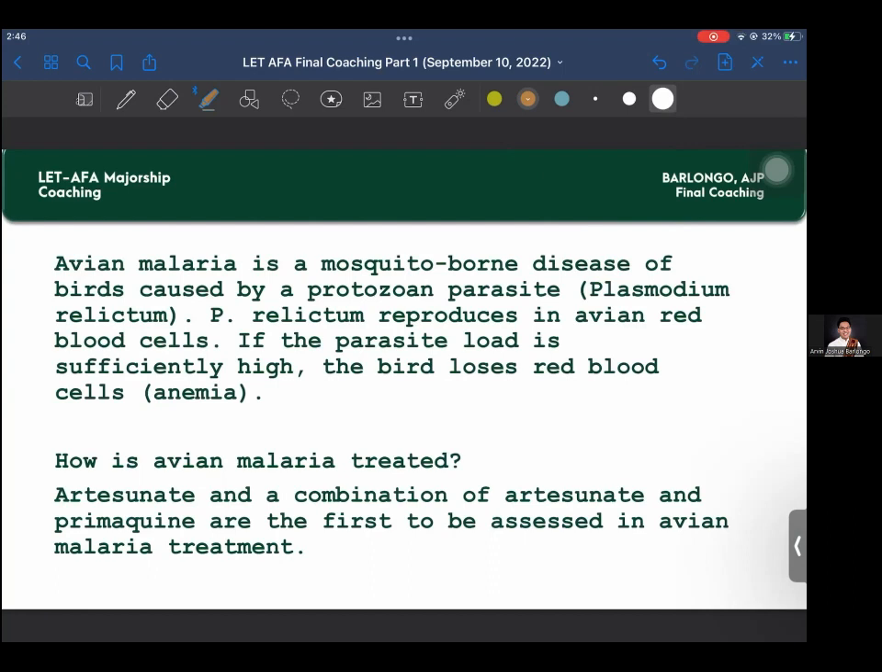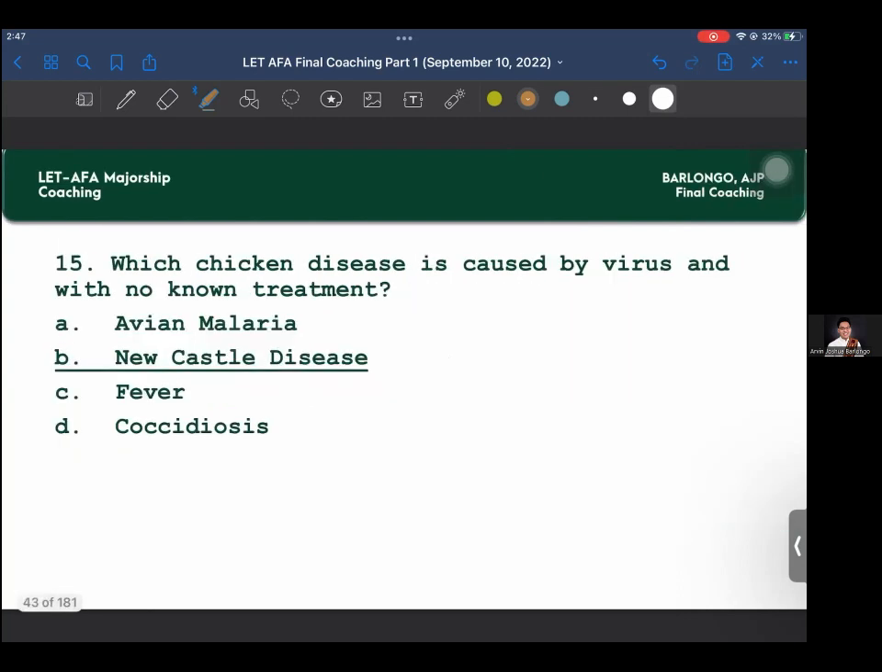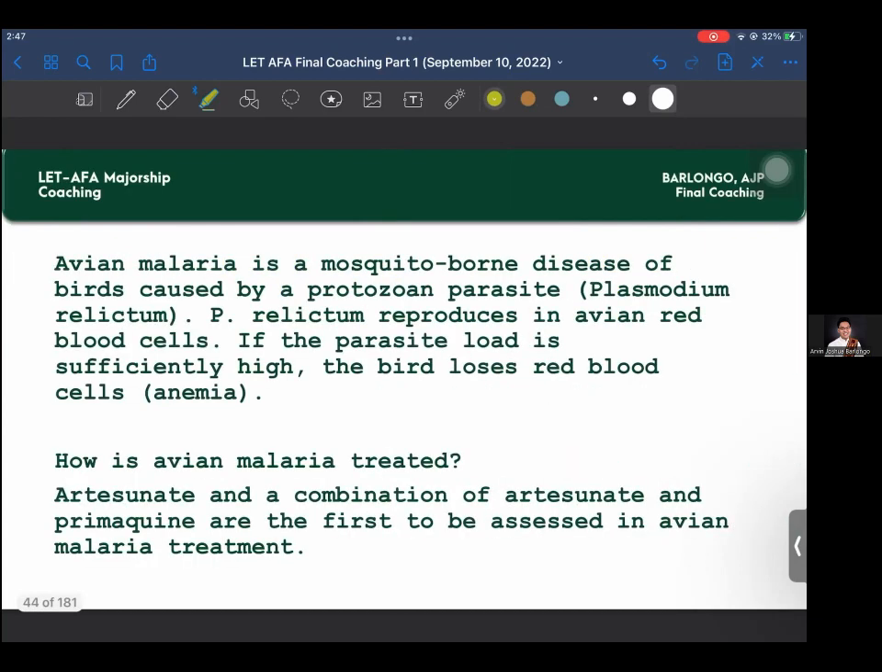So avian malaria is a mosquito-borne disease of birds caused by a protozoan parasite. So right there, since it is caused by a protozoan parasite, it is not the answer, because the question is asking for a virus. The question is asking for a virus. Then there is no known treatment. So if we know that avian malaria is caused by a protozoan parasite, then we could easily cancel that out from our choices, right?